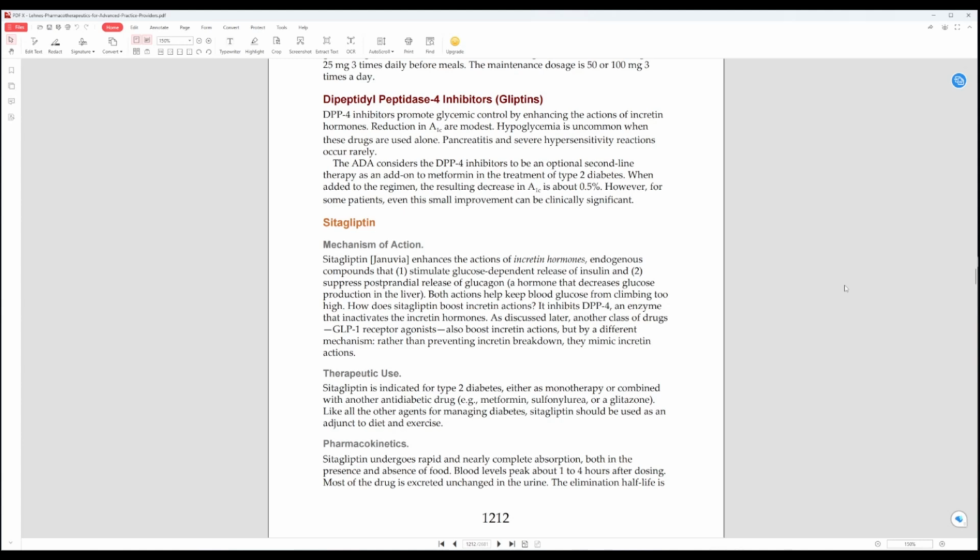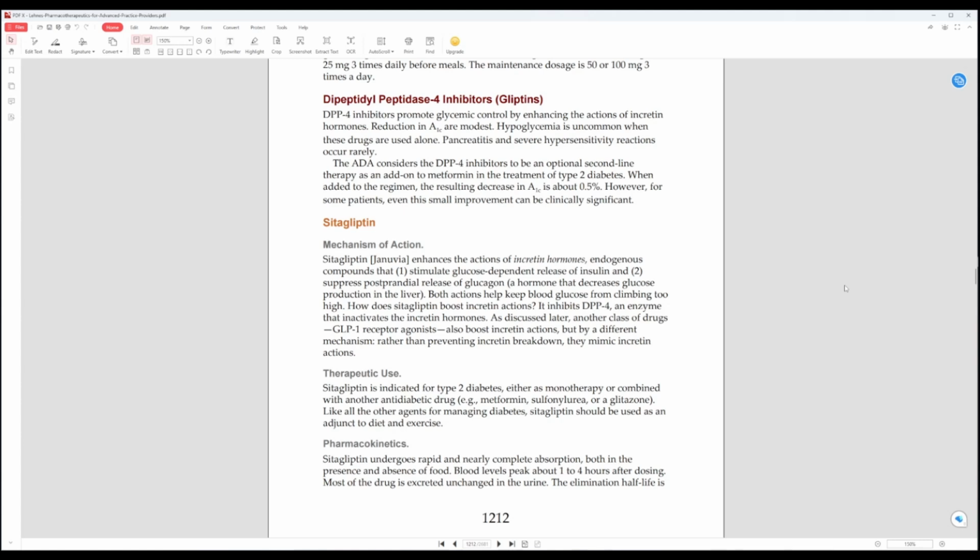The ADA considers the DPP-4 inhibitors to be an optimal second-line therapy as an add-on to metformin in the treatment of type 2 diabetes. When added to the regimen, the resulting decrease in A1C is about 0.5%. However, for some patients, even this small improvement can be clinically significant.